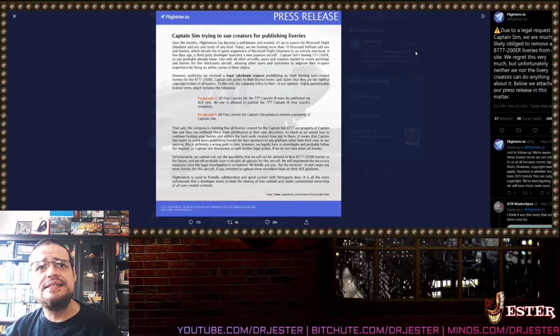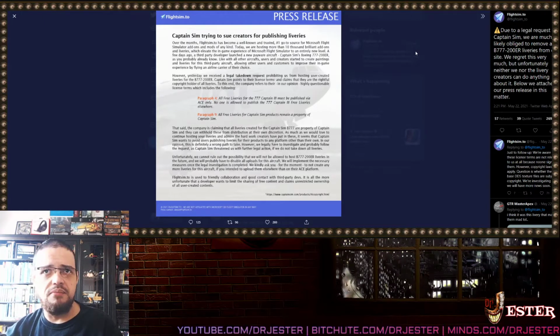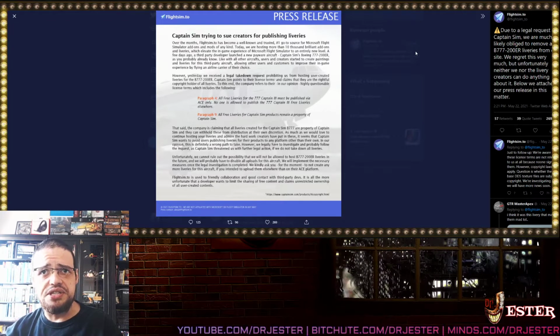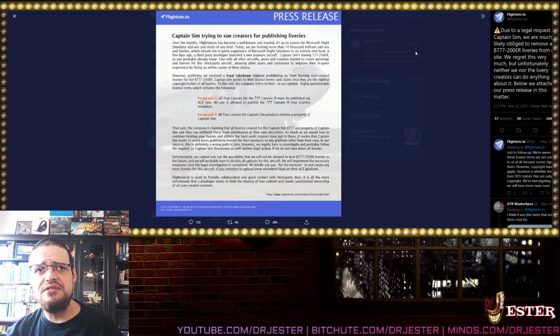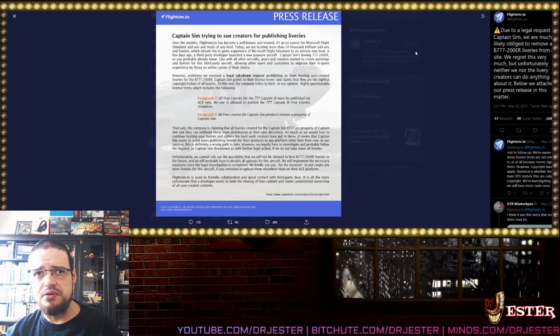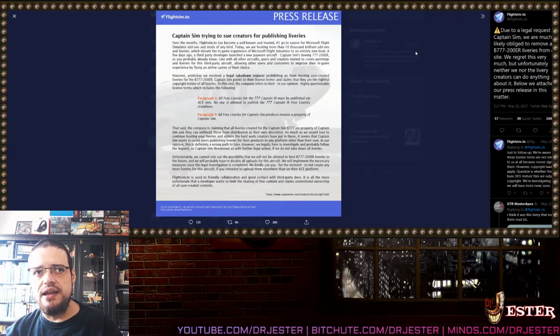Anyway, that said, the company is claiming that all liveries created for the Captain Sim Boeing 777 are property of Captain Sim, and they withhold these from distribution at their own discretion. As much as we would love to continue hosting your liveries and admire the hard work creators have put in these, it seems that Captain Sim wants to avoid users publishing liveries for their products to any platform other than their own. In our opinion, this is definitely the wrong path to take.